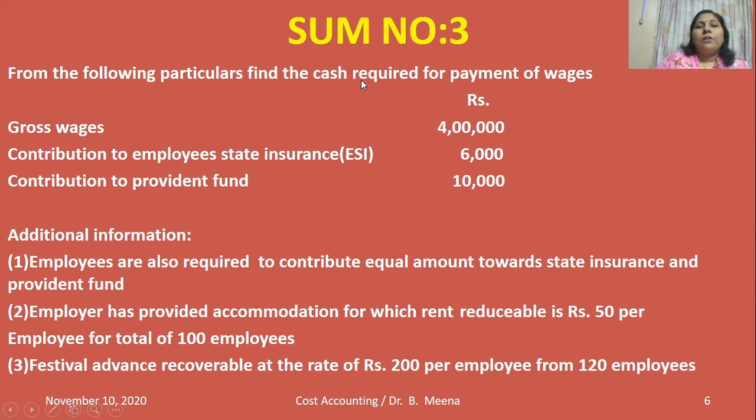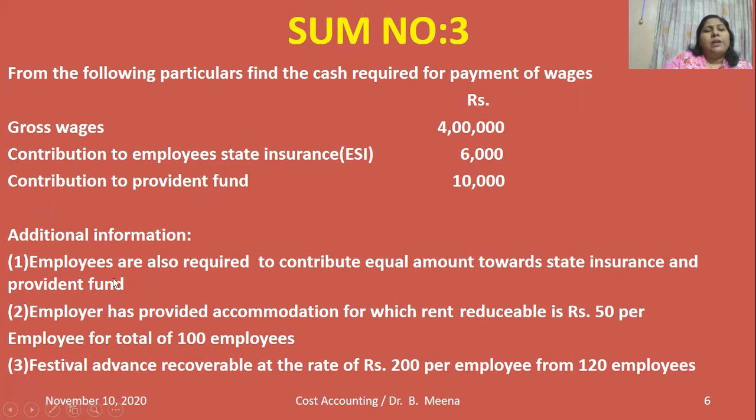From the following particulars, find the cash required for payment of wages. We have the information here directly. Gross wages is given; we only need to deduct the deductions. What are the deductions given? Here we have contribution to employees' ESI, contribution to PF. Simply they give it. We don't know what is the contribution by the employer or employee.